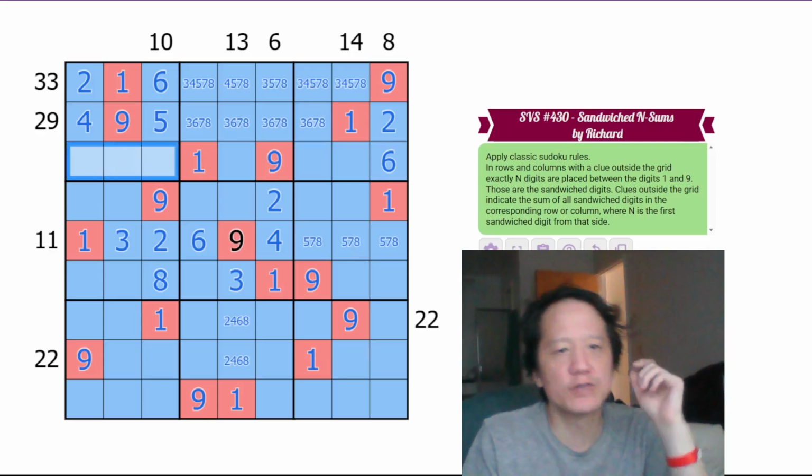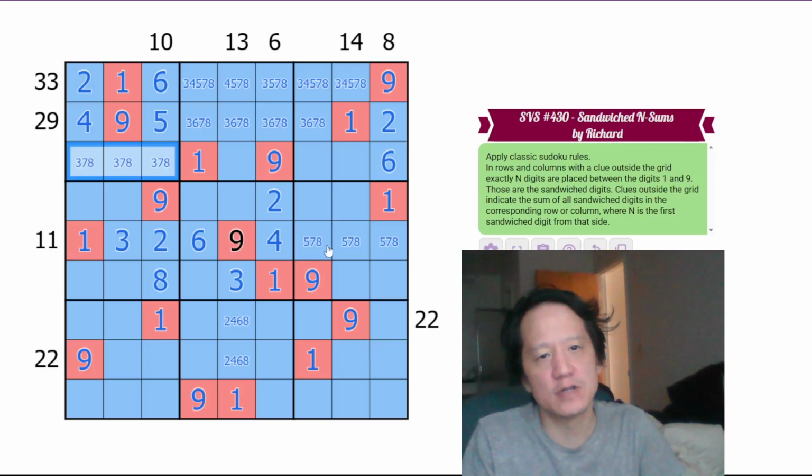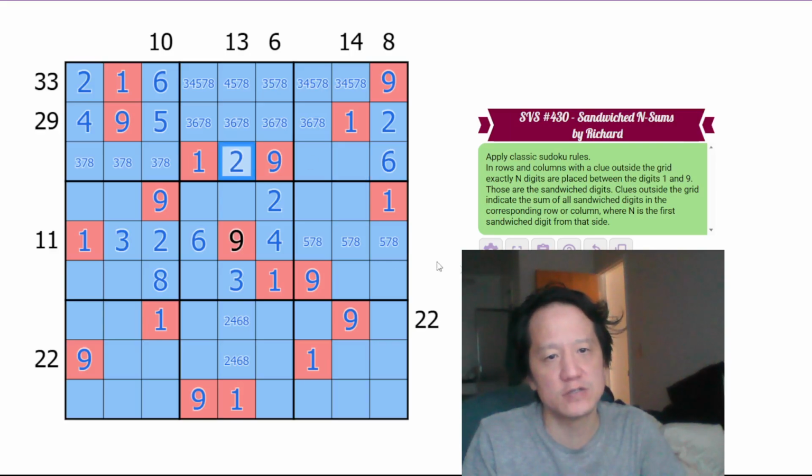This must be a 3, 7, 8 triplet. That eliminates 3, 7, 8 from the rest of the row. That leaves this as a 2. We don't have any other place for it. That leaves this as a 4, 5 pair. And this must be 4, to add up to 14.